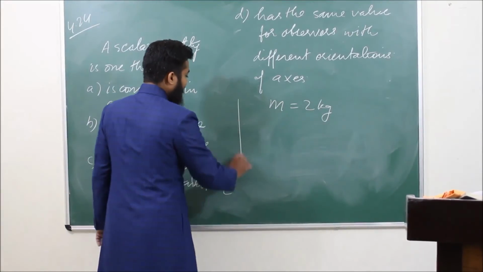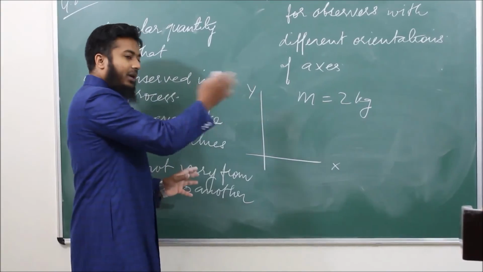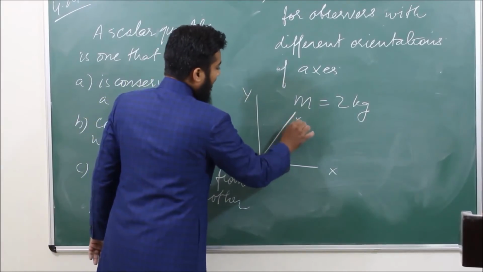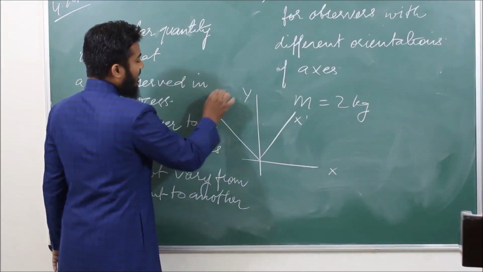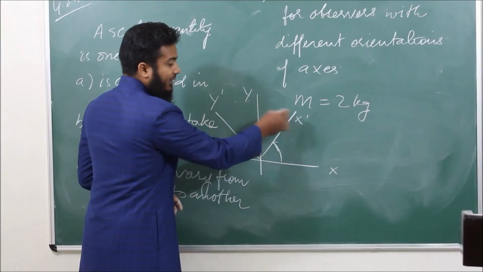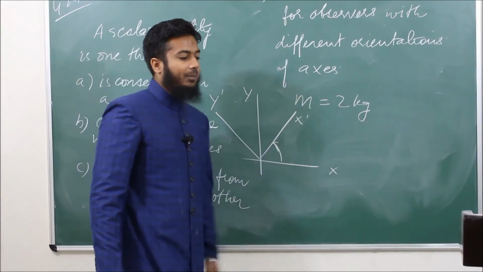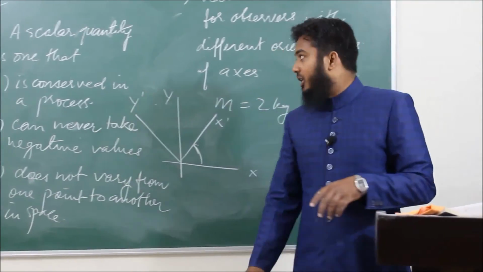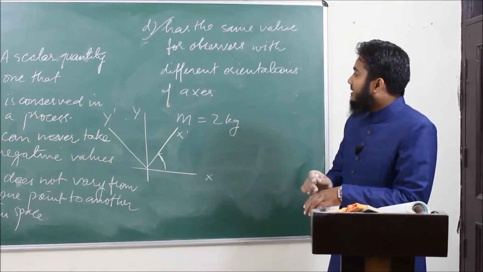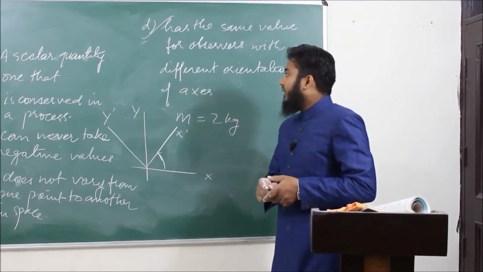For example, if you have this x and y, and if we rotate these axes, and this is our x dash and this is our y dash, we have rotated it by a certain angle. Then in the xy plane and the x dash y dash plane, in both planes the mass is 2 kilogram. So this is not going to change. So this statement is correct: the scalar quantity has the same value for observers with different orientations of axes.